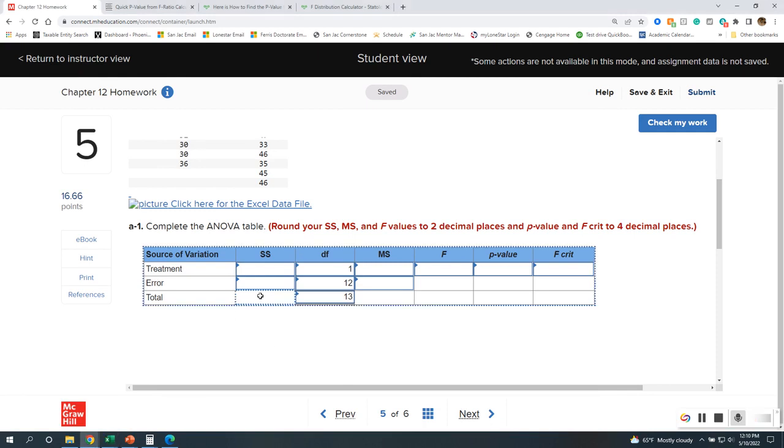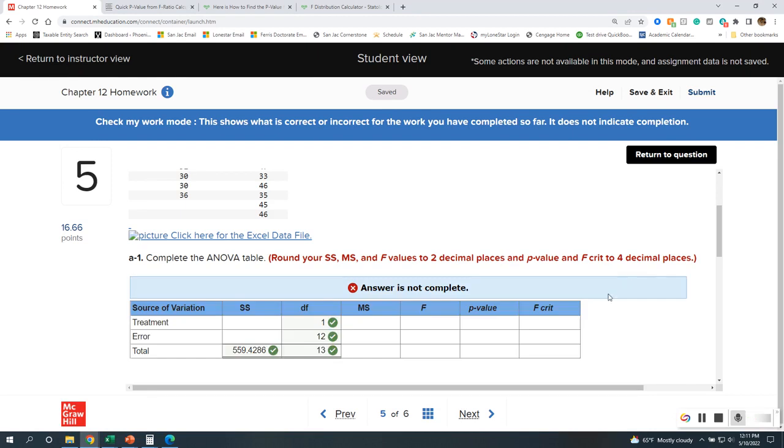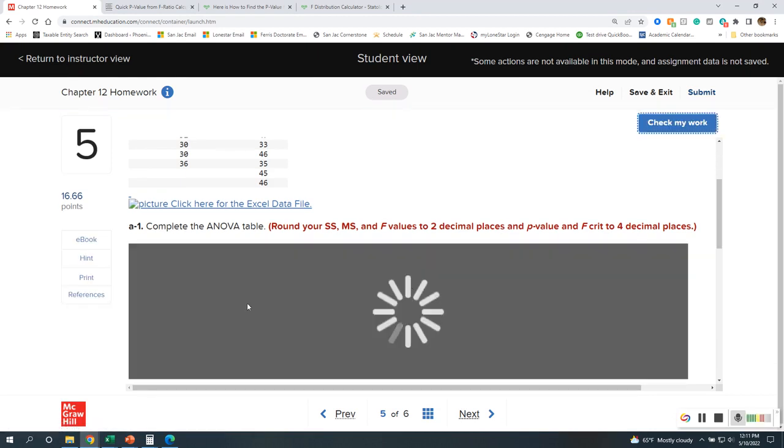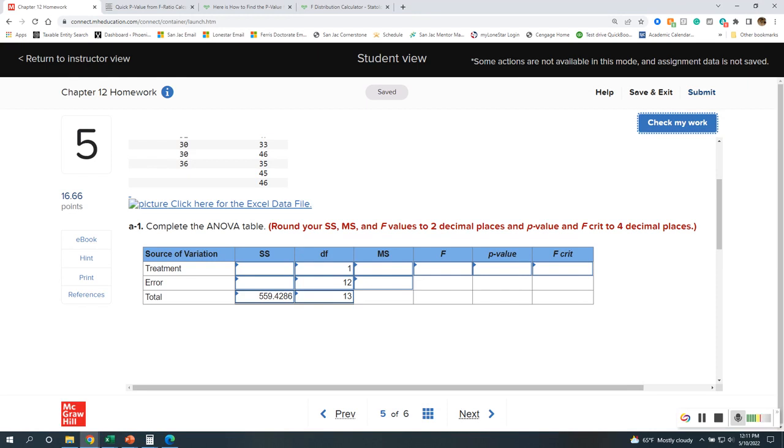So again, let's go ahead and put that in. 559.4286. Let's see if we're close. Forgot rounding. Nope, they took it. Yay. So now all we gotta do is find SSE.